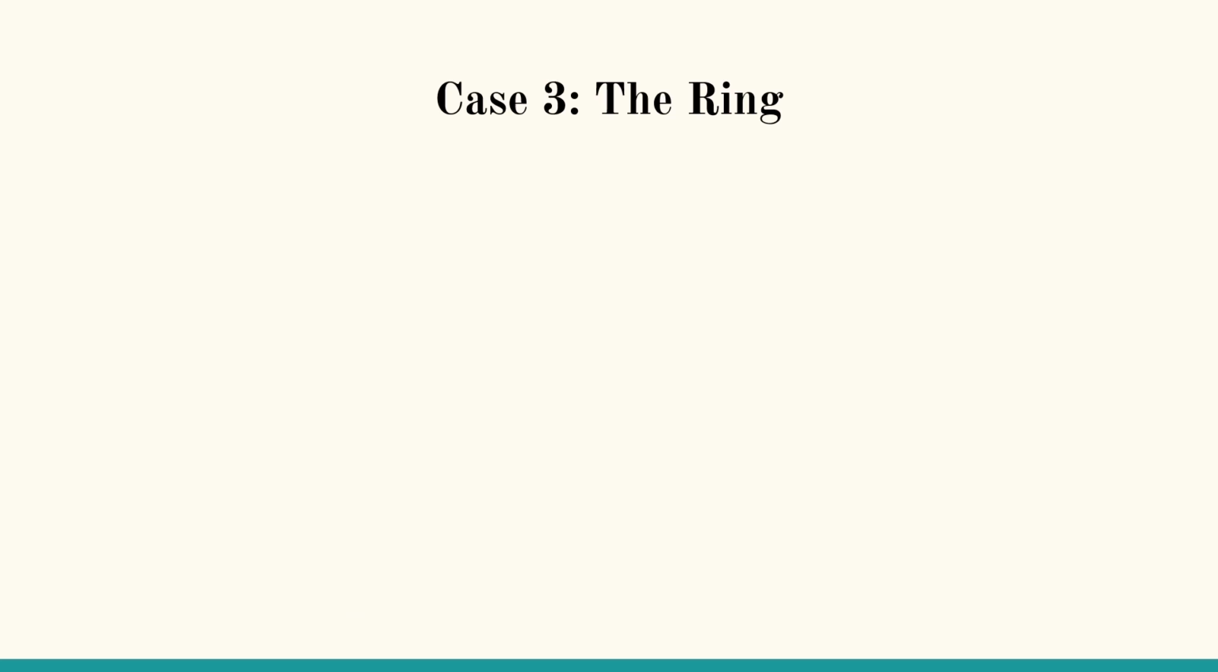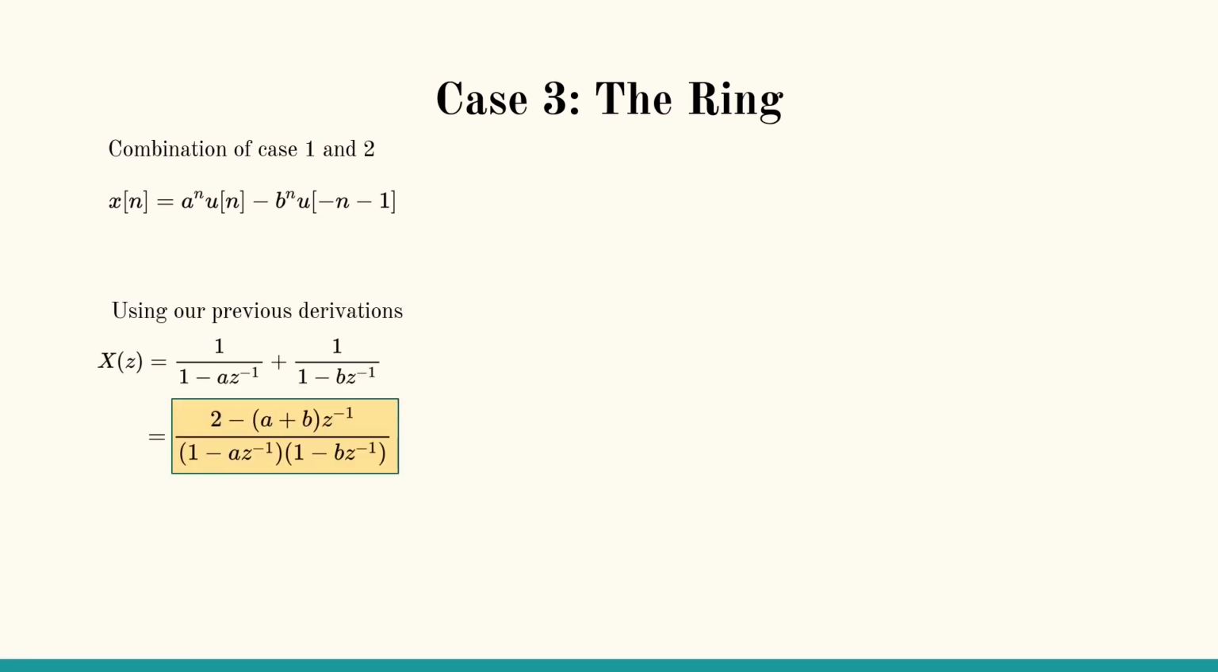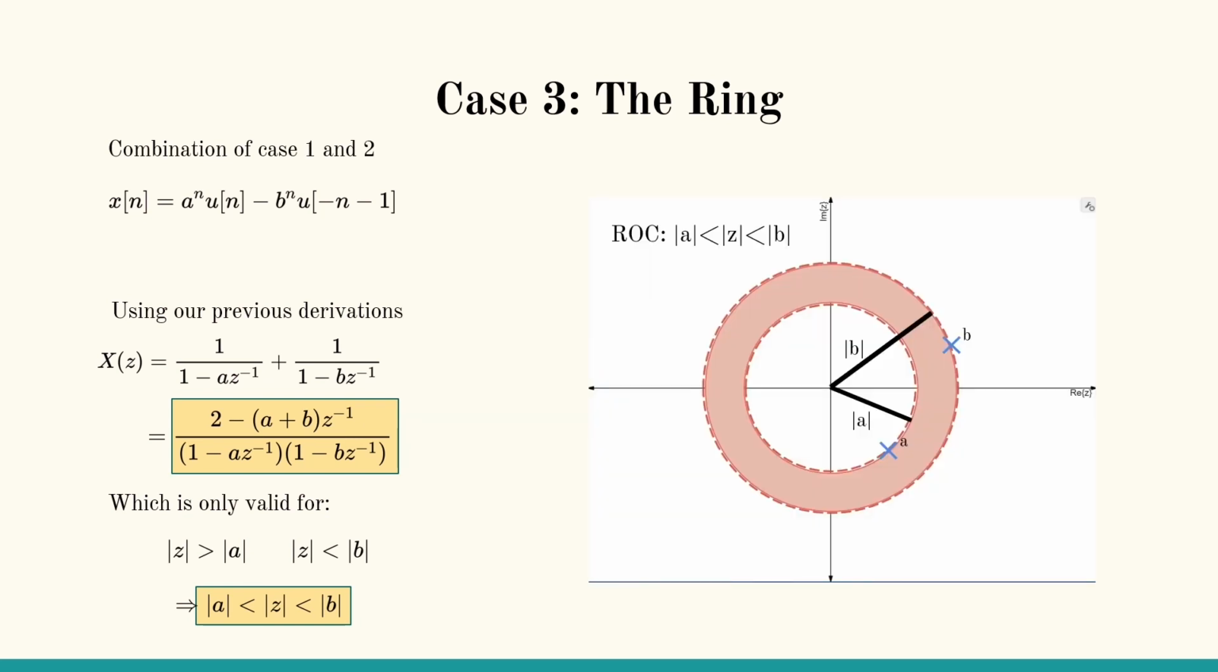Case 3 is a combination of case 1 and case 2, so we'll look at a causal exponential minus an anti-causal exponential. Using our previous derivations, we can come up with this expression, which is only valid for Z greater than A and Z less than B, or for Z in between A and B. Plotting this, we get this graph, where the outer circle's radius is B and the inner circle's radius is A, and the region of convergence is in between those two circles.